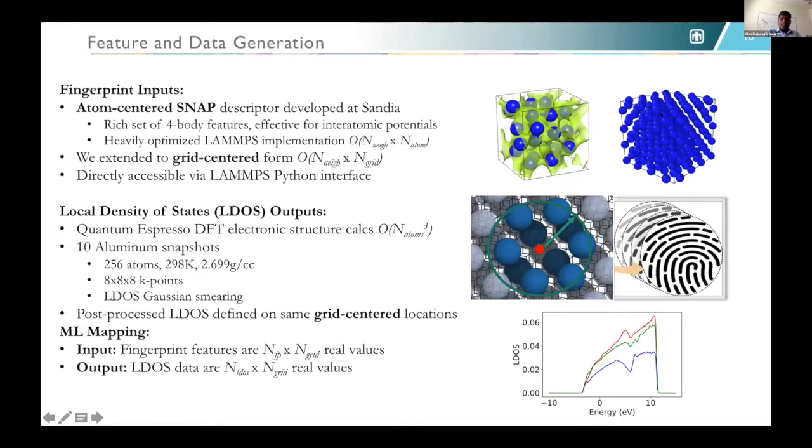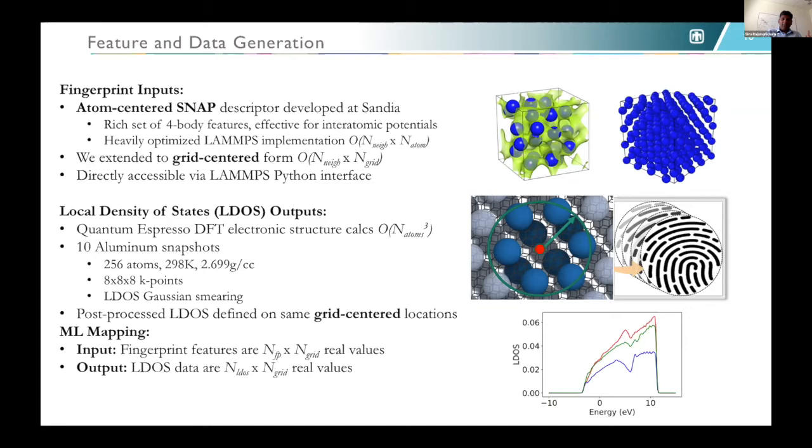And then from there, you calculate these SNAP fingerprints. And SNAP fingerprints, as you saw in the previous talk, are atom-centered. So what we've done in this project is to take this SNAP fingerprint and extend it to be grid-centered, so that if you place a grid of 200 by 200 by 200 on this space, you can find a SNAP fingerprint at each of those grid points. And that's number one. And this is, of course, available. You can access it through the LAMMPS Python interface.